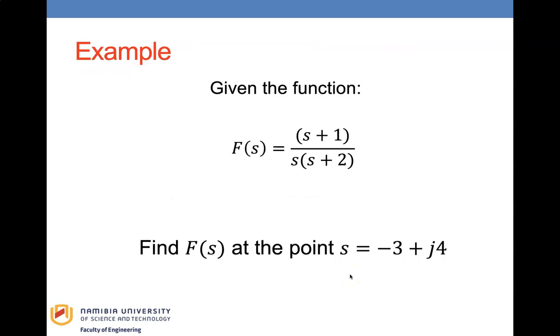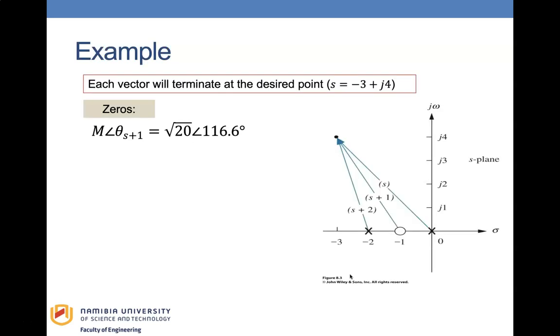Given the function F of s equals s plus 1 over s plus 2, find the function F of s at the point s equals minus 3 plus j4. To solve this problem, we need to find both the magnitude and angle of this function from the complex number. This problem is graphically represented in this figure.